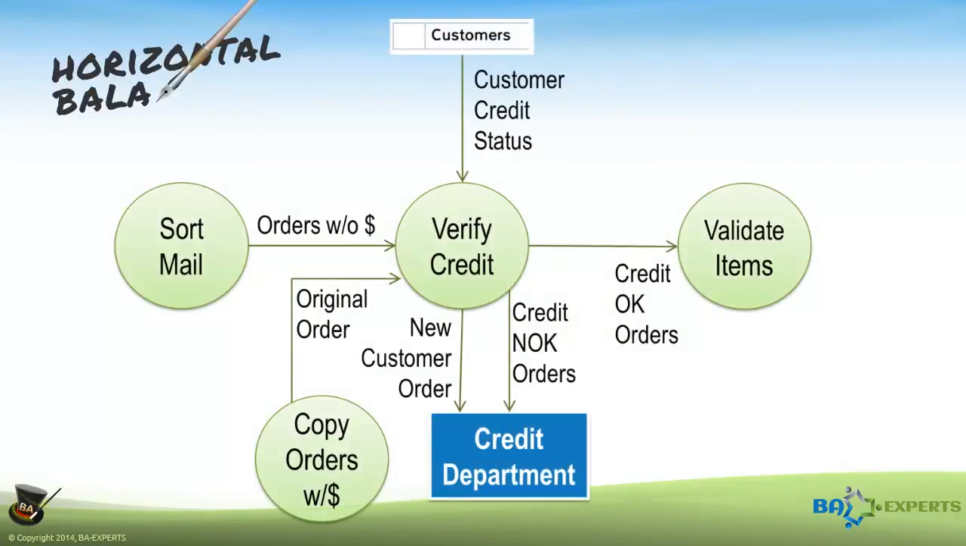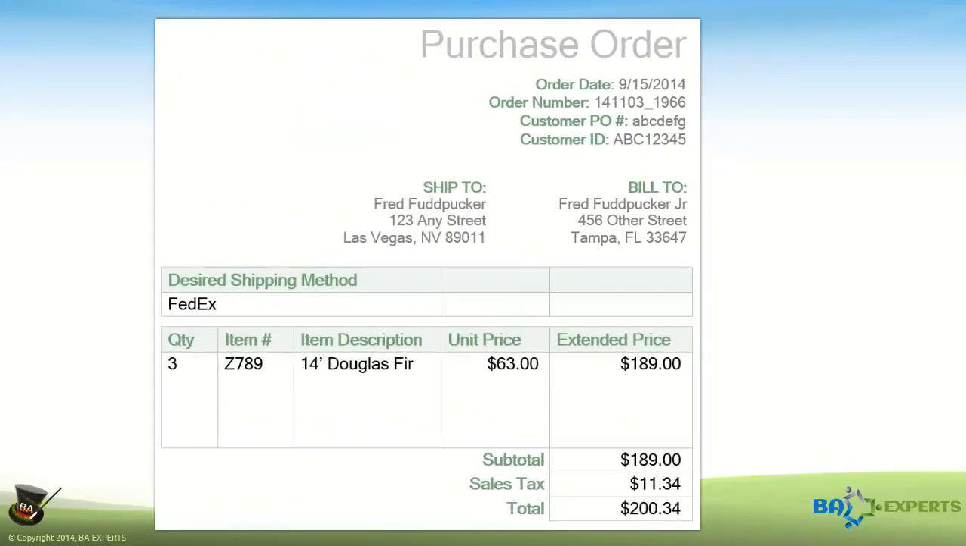I'll demonstrate this concept using the verify credit process from our retail store order entry example. All three outgoing data flows have the word orders in their name because they deal with physical order forms. Here is their order form, which contains the data elements: order date, order number, customer PO number, customer ID, customer name, ship to address, bill to address, item number, item description, unit price, quantity ordered, extended price, desired shipping method, total price.